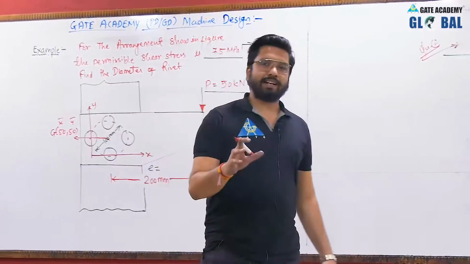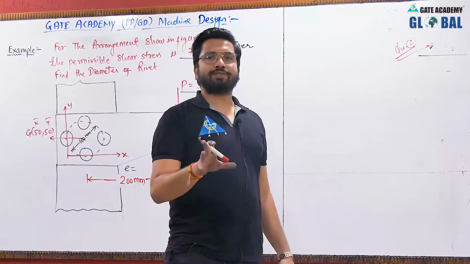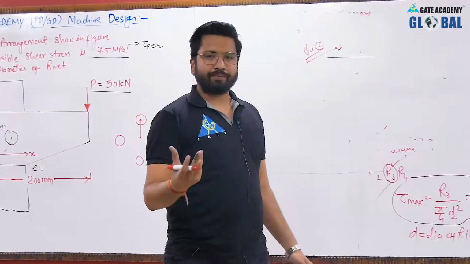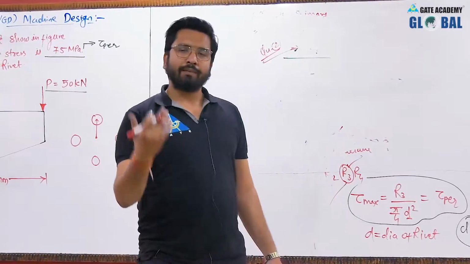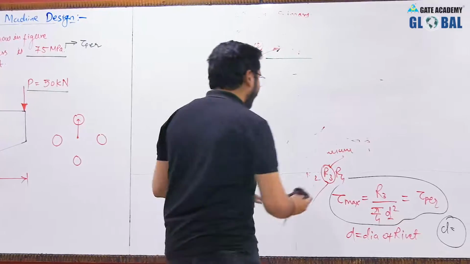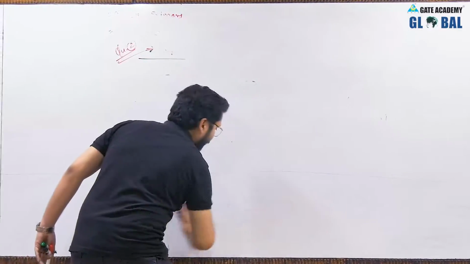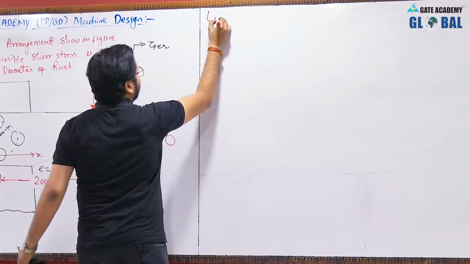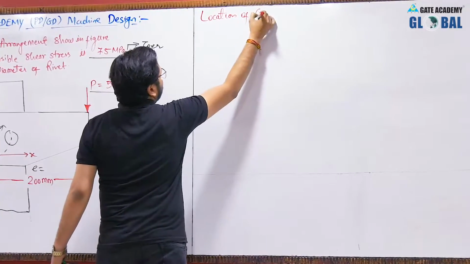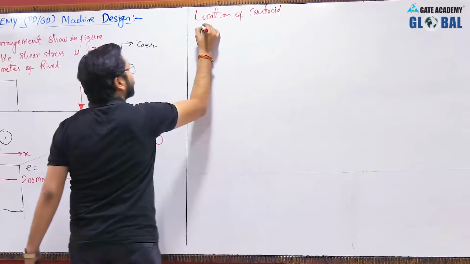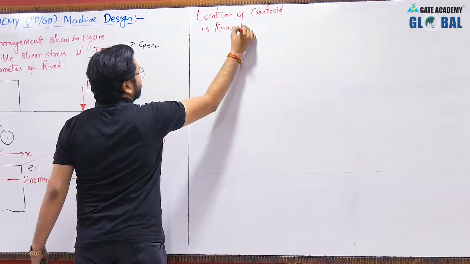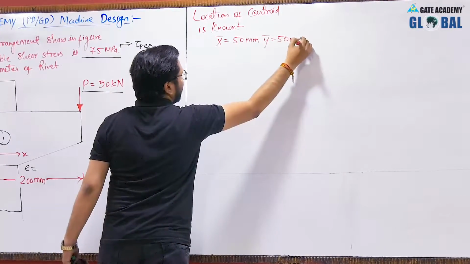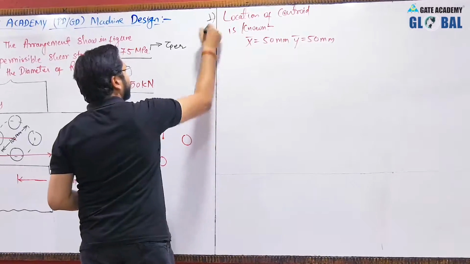As I have told you previously, there will be diagrams with standard shapes, so that you can observe the location of the centroid directly by looking at the question. In some cases there will be a need to solve properly using the formulas of x bar and y bar, which I have told you in the previous lecture. So the location of the centroid is known. x bar is equal to 50 mm, y bar is also equal to 50 mm. So step number 1 is completed.